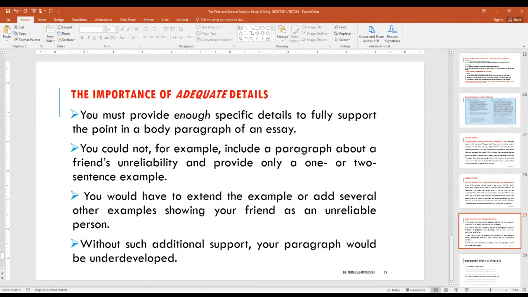What is the importance of adequate details? You must provide enough specific details to fully support a point in a body paragraph of an essay. You could not, for example, include a paragraph about a friend's unreliability and provide only a one or two sentence example. If you say that my friend X is an unreliable person, and you just provide one or two details, this could be inefficient. You have to add as many details as possible in order to convince us. You would have to extend the example or add several other examples showing your friend as an unreliable person.